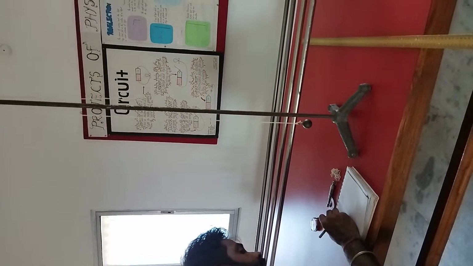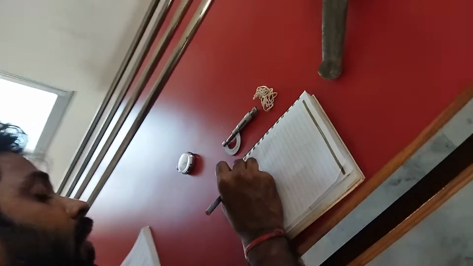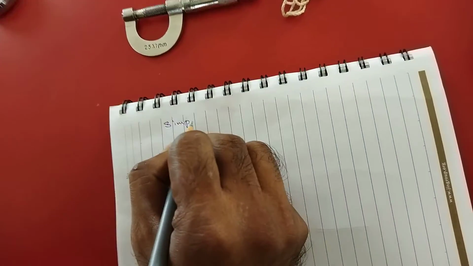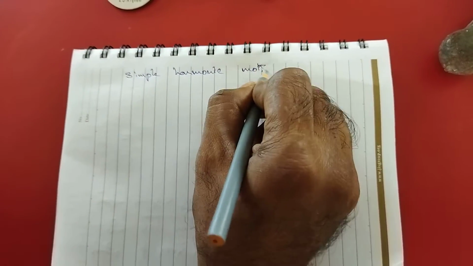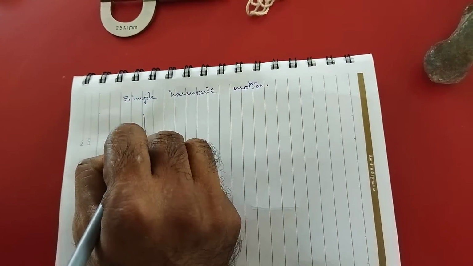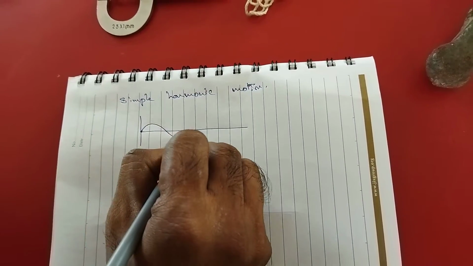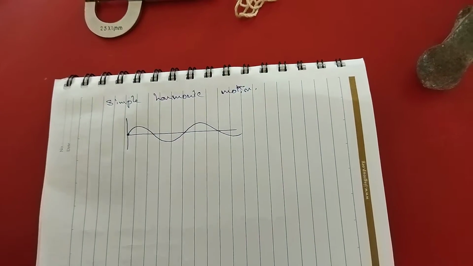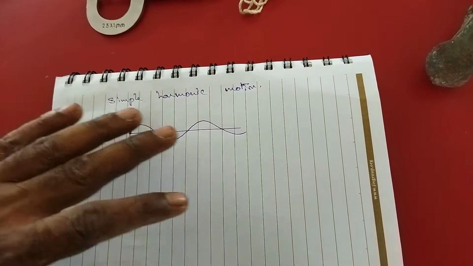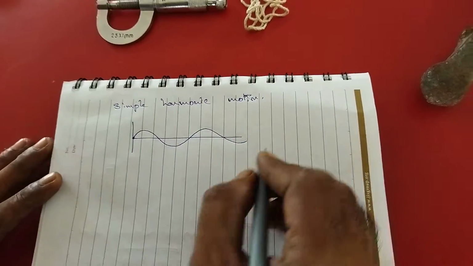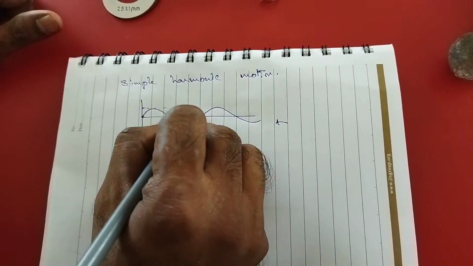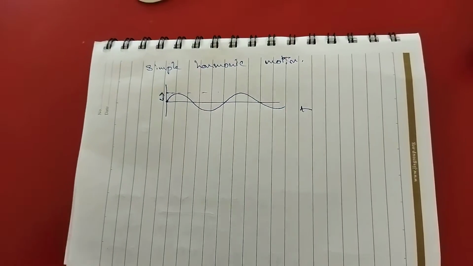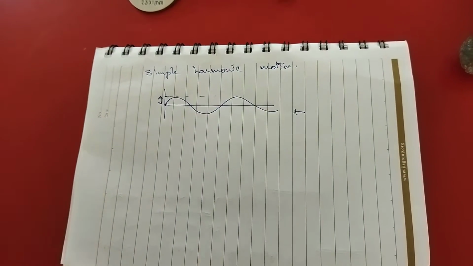Before that we have to know: what is simple harmonic motion? A wave that has continuous such type of vibration we call simple harmonic motion, because this is the time axis. After a long time of traveling, the amplitude value of this wave does not deteriorate. Such a wave we call simple harmonic oscillation.